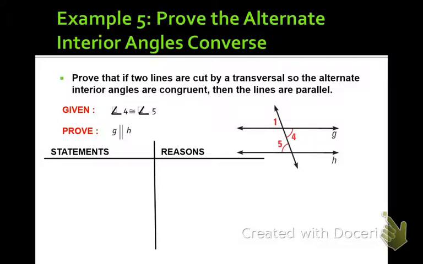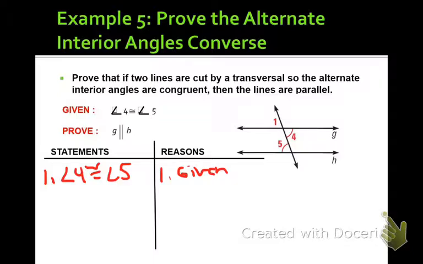So, we state our given first. Well, they gave you all the steps there. Let's go back. Let's do it step by step. I'd like to think through it. So we've got step 1: angle 4 is congruent to angle 5, and that is given. What else can we say?